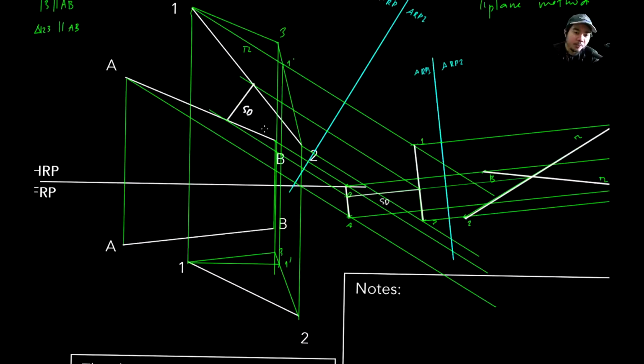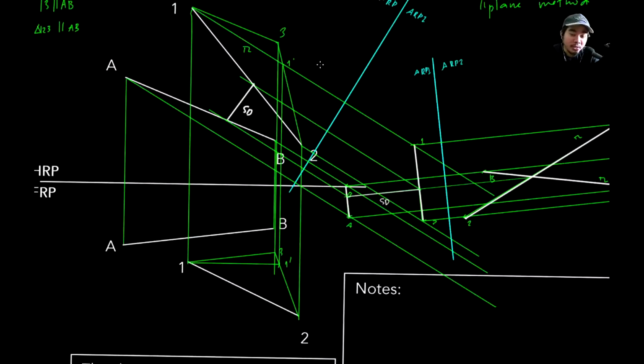So if we expose this plane in its edge view, and the way we do that is create a parallel line dito para may true length dito. When we create a perpendicular line, that will expose this true length in its point view, which will make the plane in its edge view, no?